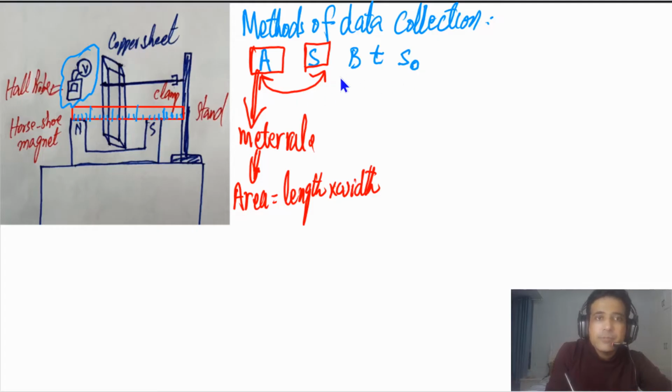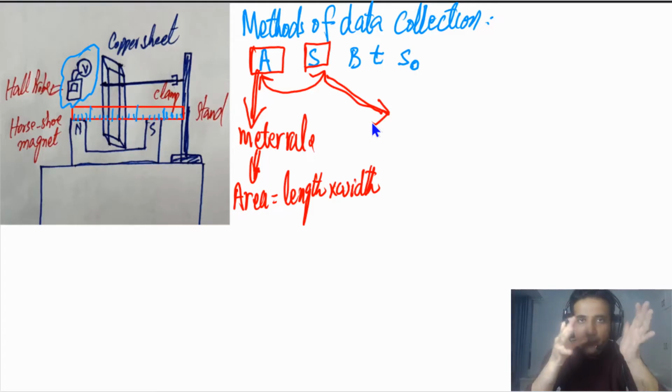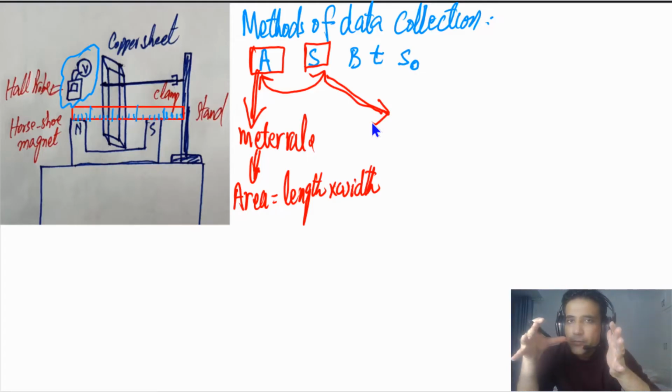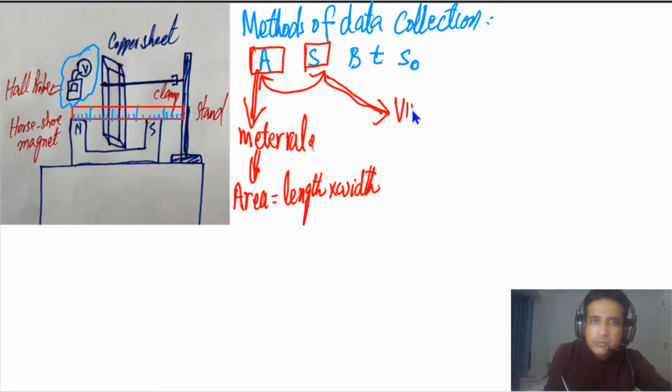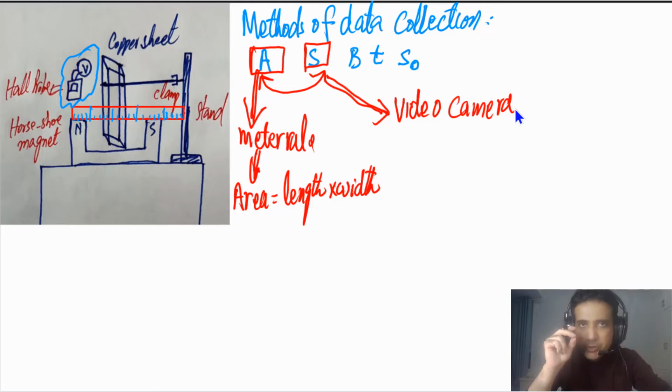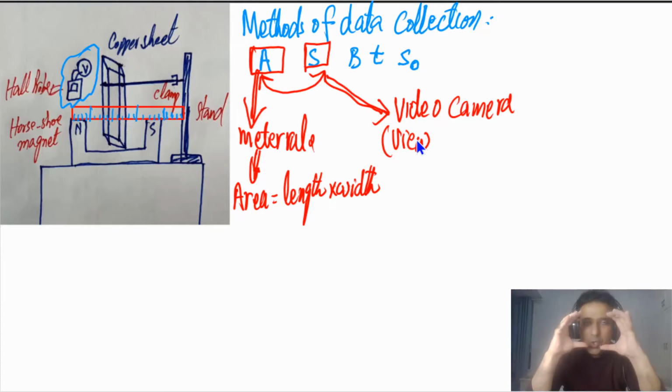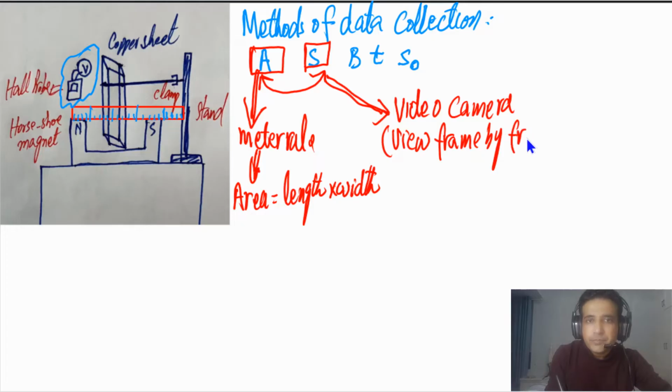And for S, how can we measure S? S is the displacement from equilibrium after 5 complete oscillations. It's very hard to see, so the best instrument we can use is a video camera. Whenever we say video camera, you also need to state view frame by frame. It means you will record the video with the help of the camera and then you will watch that video frame by frame. So you have to mention view frame by frame. This point you have to write down.